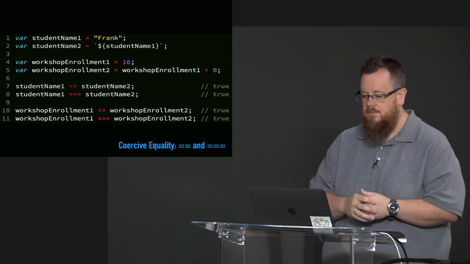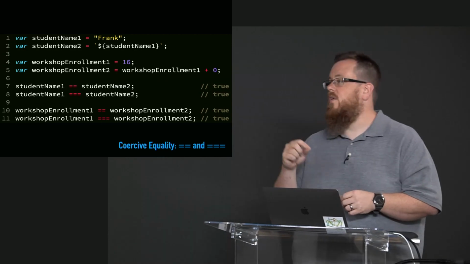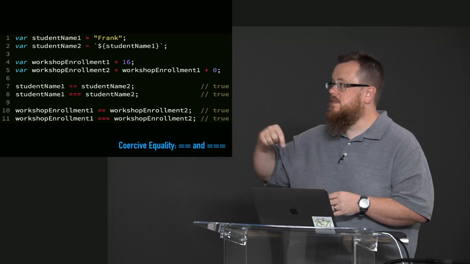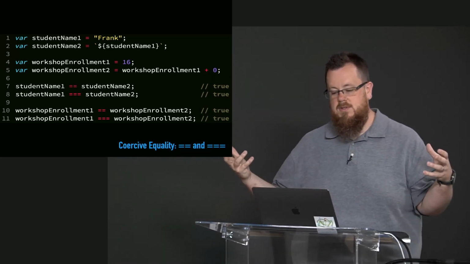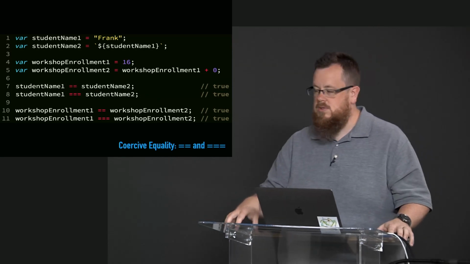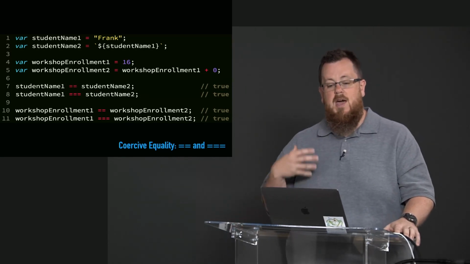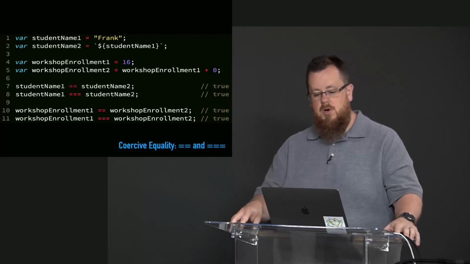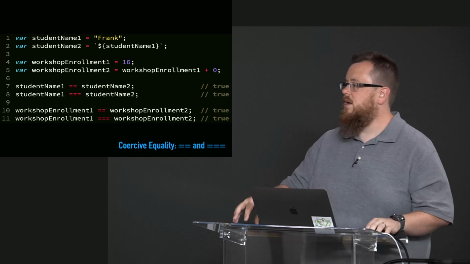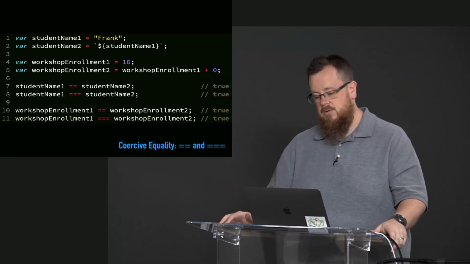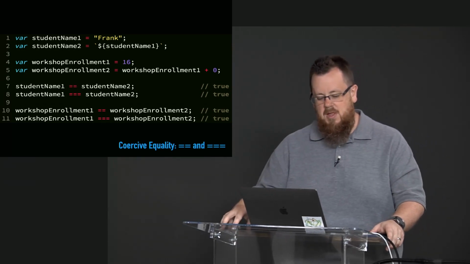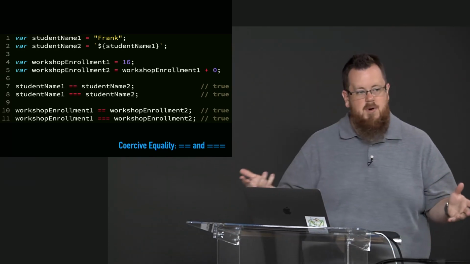No coercion happened there. Now, line 4 and 5, if I make workshop element is 16, and I make workshop element 2 is 16 plus 0, both of those are numbers. So if I do student name 1 double equal student name 2, that is a string double equal to a string, and we know those strings are already equal because of how I assign them. And if we did a triple equals, it's also going to be true. And then if you look at line 10 and 11, whether we use the double equals or the triple equals, they both result in true.